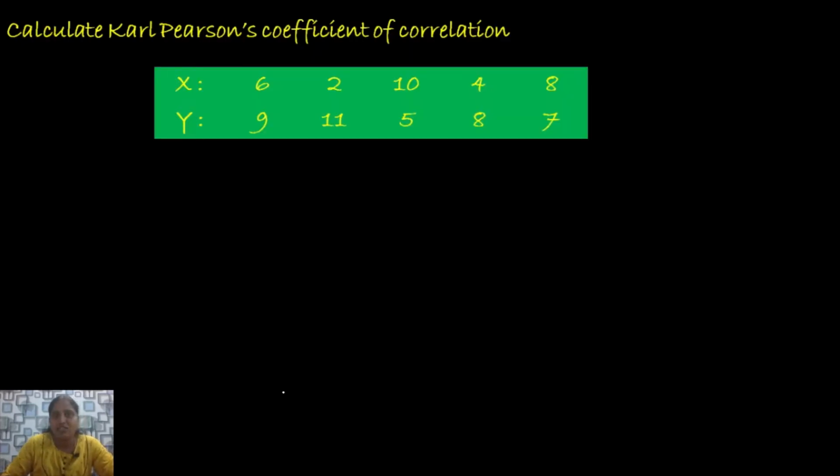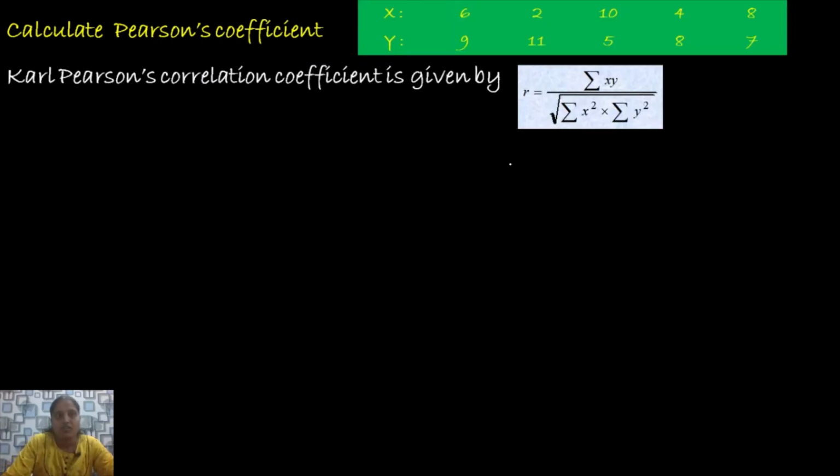Calculate Karl Pearson's coefficient of correlation for the given two variables x and y. The variable x takes the values 6, 2, 10, 4, 8, and the corresponding values of y are 9, 11, 5, 8 and 7. Now, I am going to first write down the formula for calculating Karl Pearson's coefficient of correlation. Here the values of x and y seem to be very small numbers, so I prefer the actual mean method.